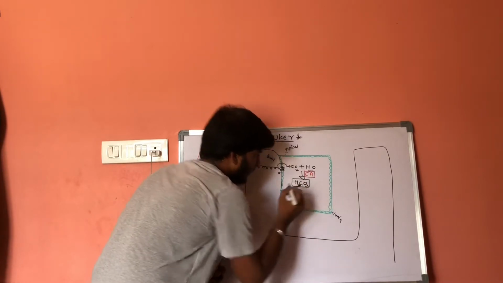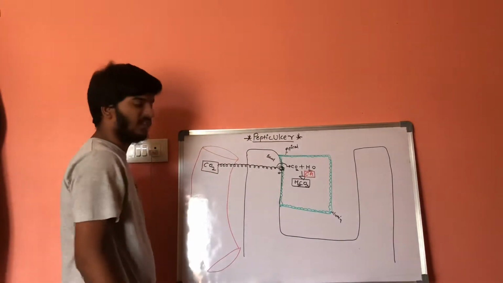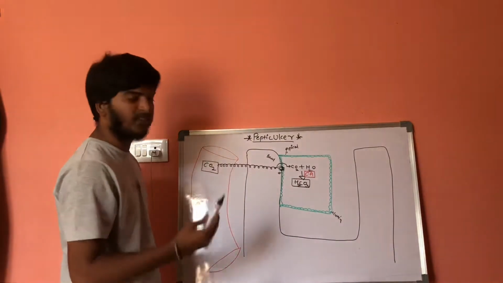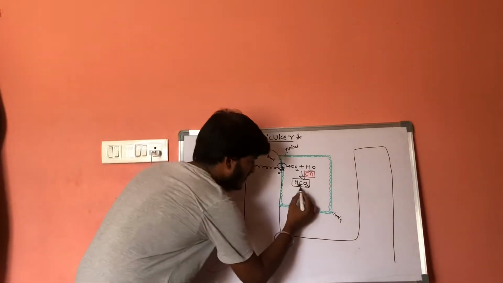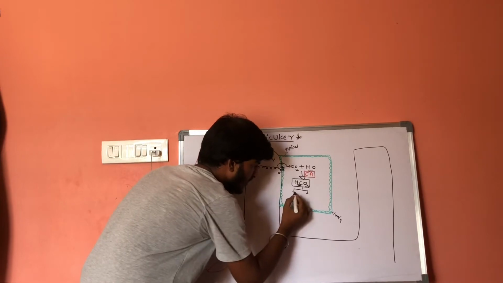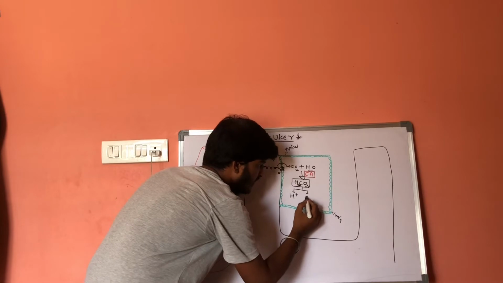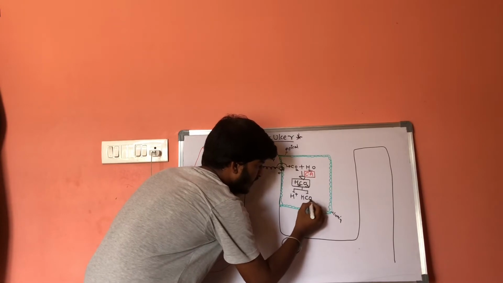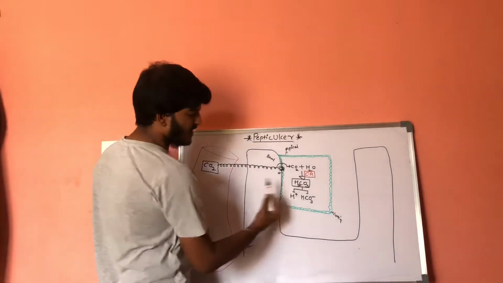H2CO3 will be formed. Whatever H2CO3 is formed results in dissociation of this product into two forms. One is H plus and the other is HCO3 minus. One is protons and the other is bicarbonate.